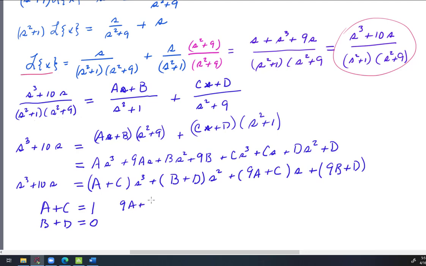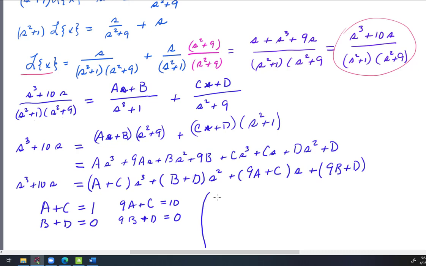9a plus c, that's the coefficient of s, and so that would have to be equal to 10. And 9b plus d would have to be equal to 0, because there's no constant terms over there. So here's 4 equations and 4 unknowns. I didn't stack them all under each other in consideration of space. But there's 4 equations and 4 unknowns. Multiple ways to solve these.